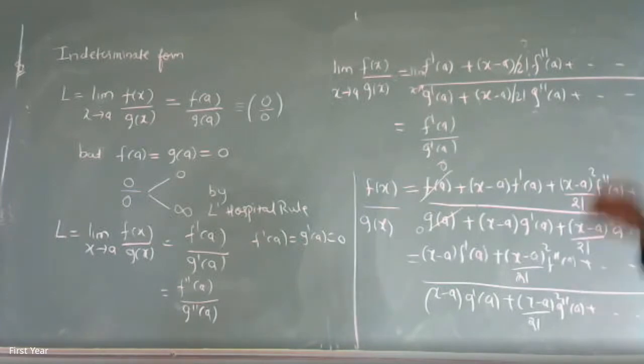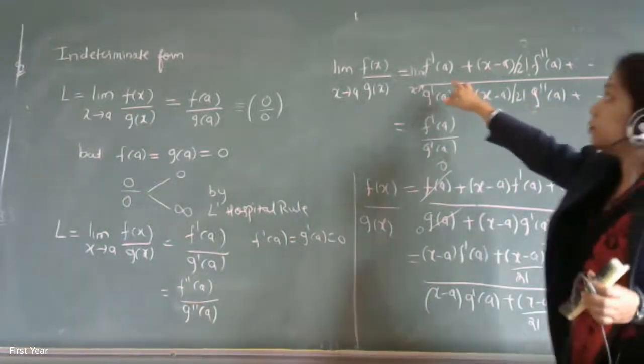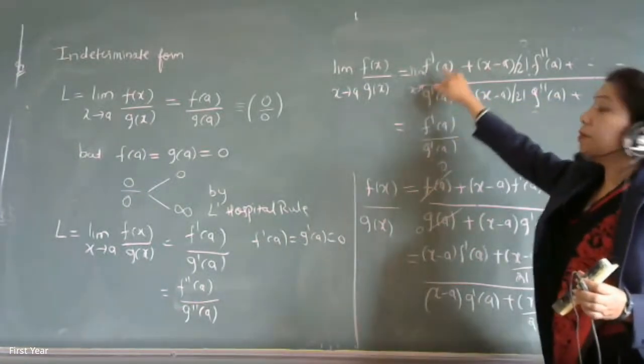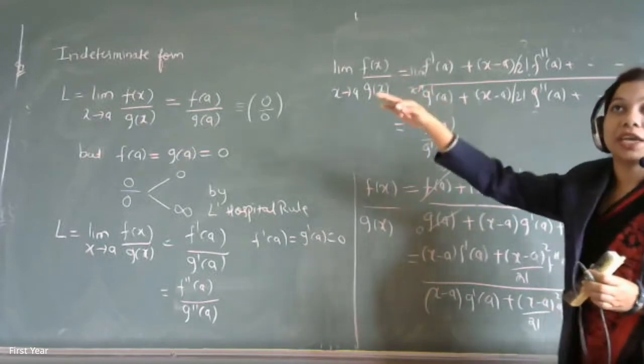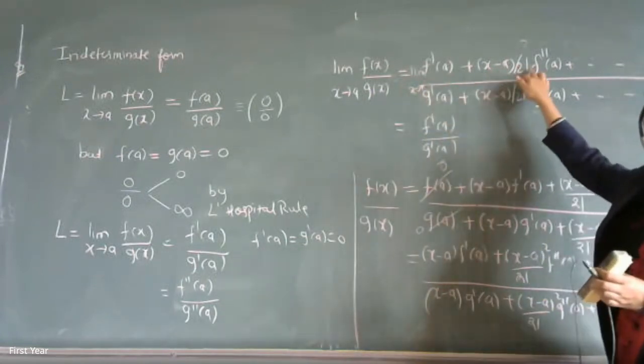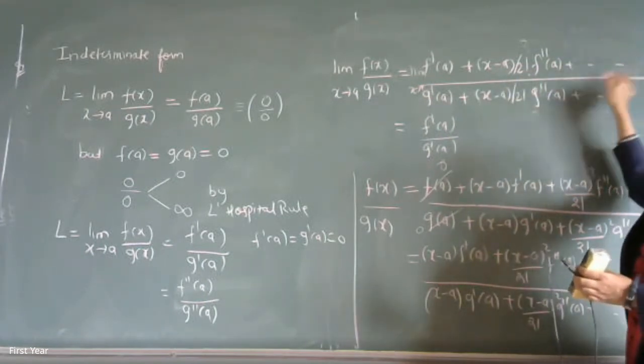Okay. Now tell me, if f dash of a and g dash of a are also 0. If f dash of a and g dash of a also become 0, then the answer will be f double dash by g double dash. Can you see that it is going to come that way? Understood? See how the answer f double dash by g double dash comes. Before putting the limit, f dash of a will be 0 and g dash of a will be 0, so they go away. What will be left is x minus a by 2 factorial f double dash, x minus a square by 3 factorial f triple dash, and so on.